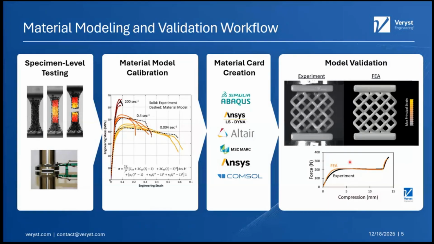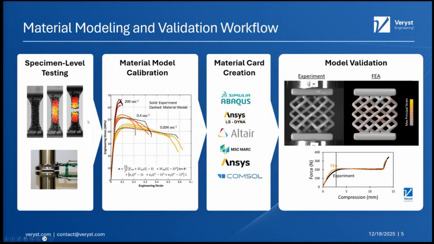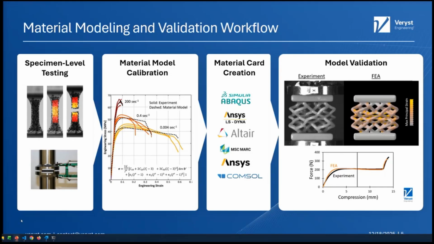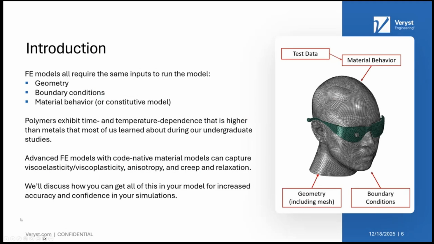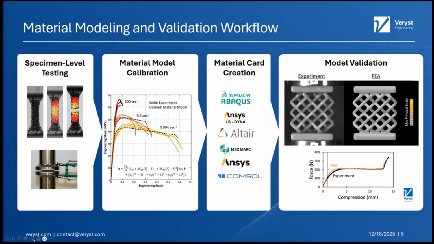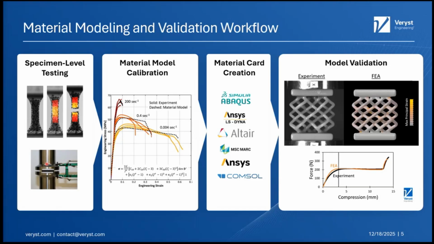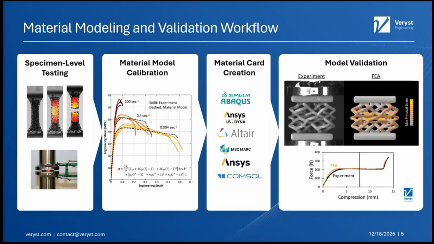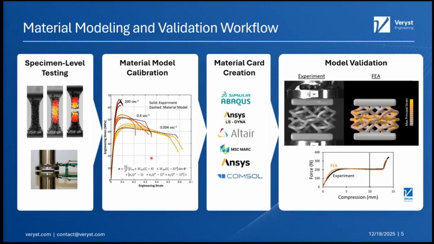Taking a step back, I want to talk about what we mean by material modeling, material model calibration, and validation. So this is the workflow that we use. You start over here on the left where you've got that testing, where we're taking the actual material and performing some sort of mechanical test, whether it's tension up here or compression down here. And from that, we get our data.